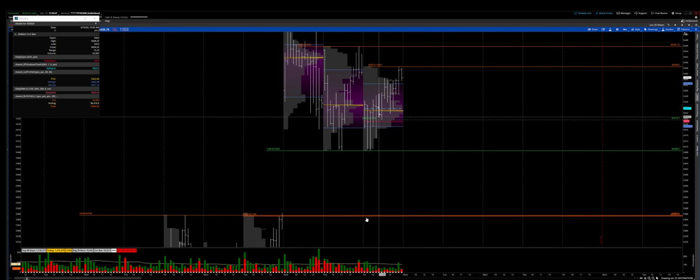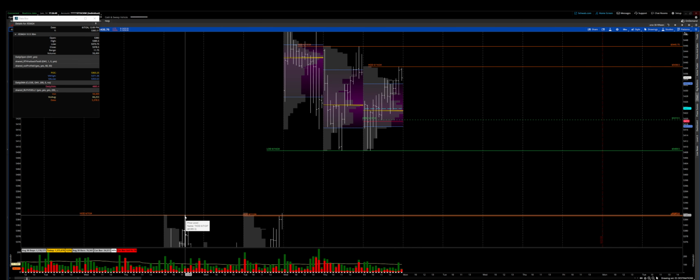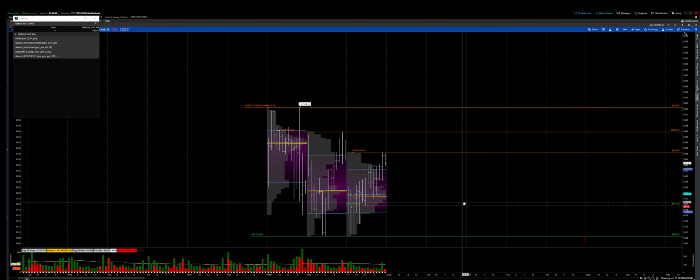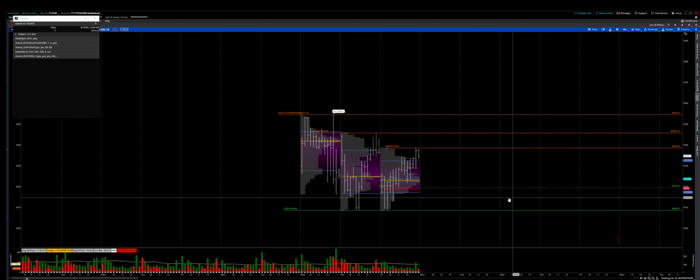Okay, that's where the gap gets filled. It does not get filled at this daily high here at 53.8550. It gets filled at 85.25 because that's where the last print was for this gap. So what do we look for coming in on Monday?